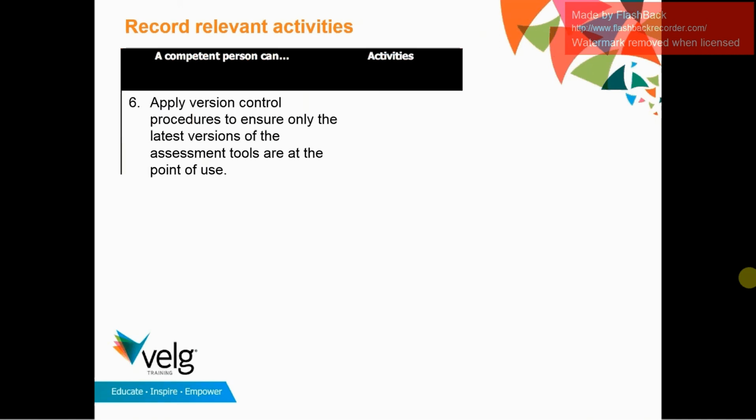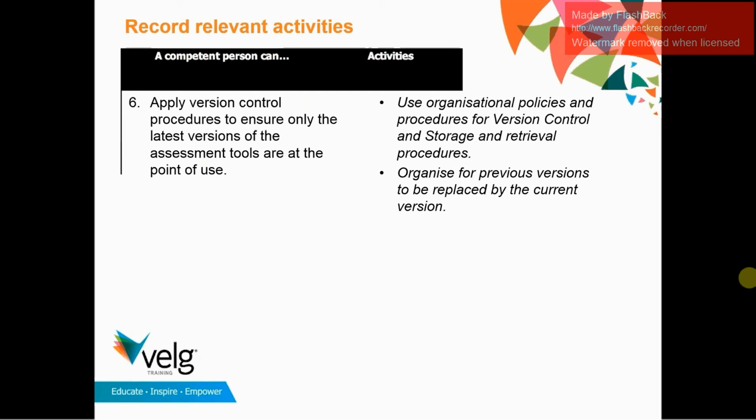So what does Pricey look for when he's doing this? Exactly the same as what you said. We use organizational policies and procedures. These are not just for version control, but also for storage and retrieval, and making sure any previous versions are replaced by the current version.